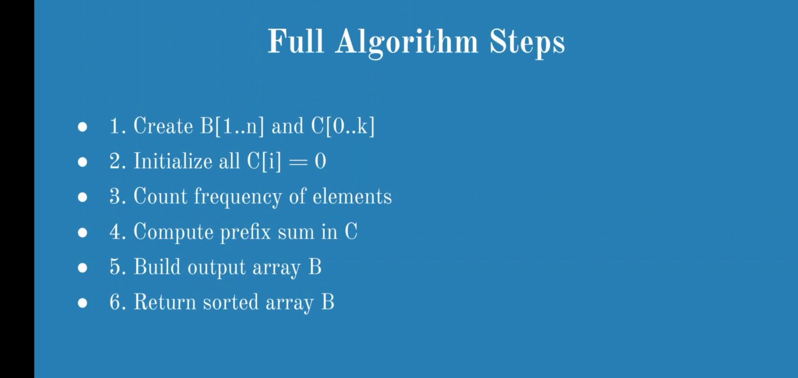Fifth step, we will build the output array. I will also explain how we are building the output array, and why we are building it from right to left. I will also explain the associated conditions as well. And at the end, we are returning the sorted array.